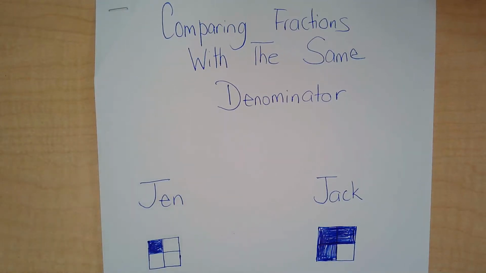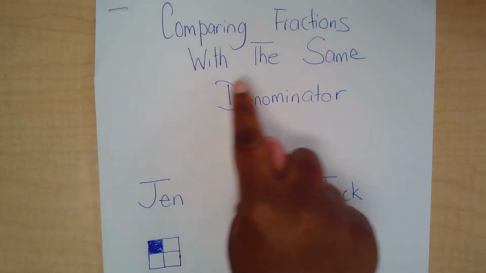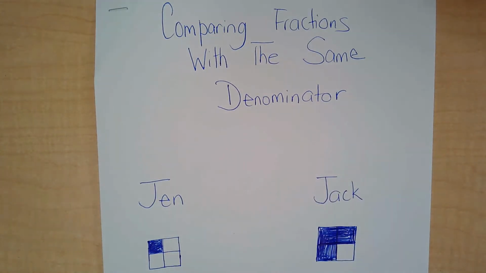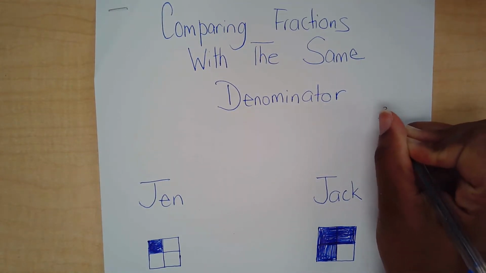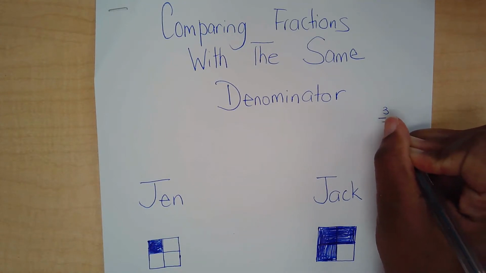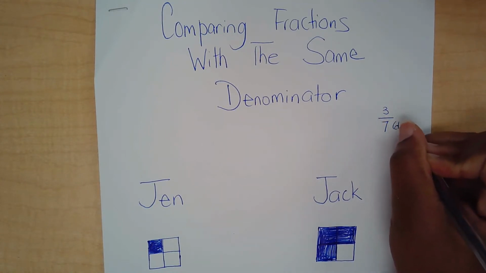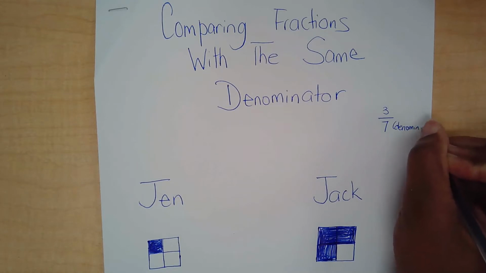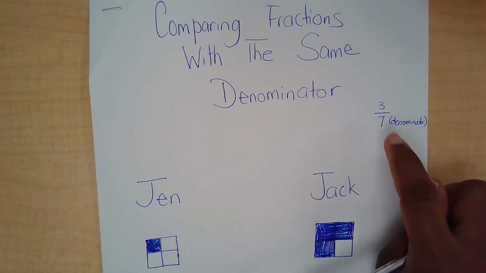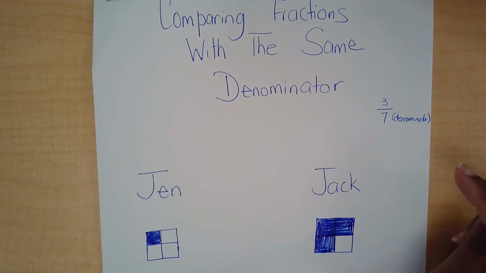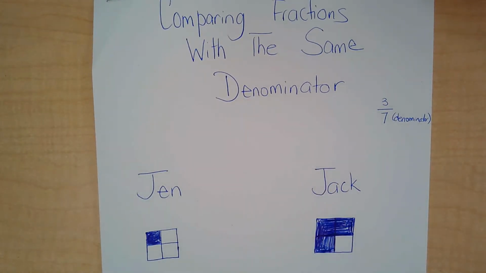Today, you are going to learn how to compare fractions with the same denominator. And if you remember from my previous lesson, the denominator is the number that's usually at the bottom of the fraction. So if we had 3/7, the denominator would be 7. It would also tell us that there are 7 equal parts and there are 7 parts to the entire whole. So today's lesson is about comparing fractions with the same denominator.